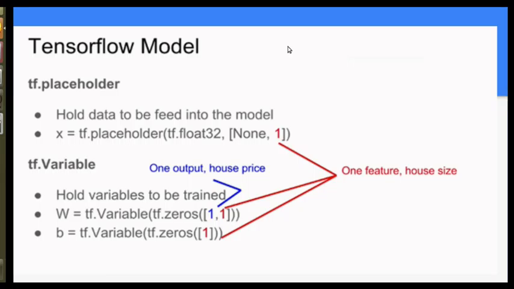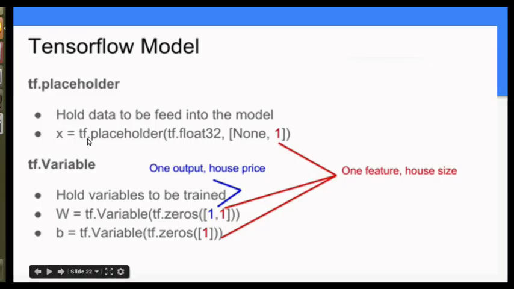So first we have to find the equation for the line, that is y is equal to mx plus c, or y is equal to wx plus b in this particular case. So x will be the data which we will store. So what is tf.placeholder? It holds all the data that needs to be fed into the model.